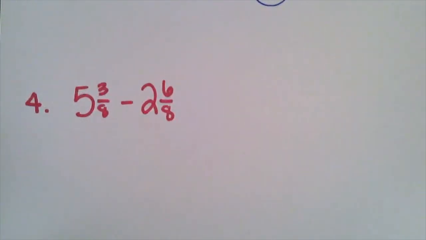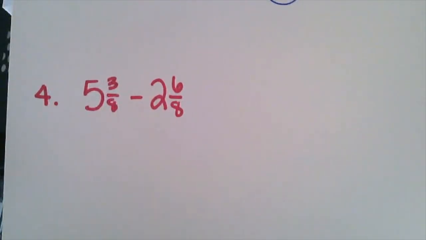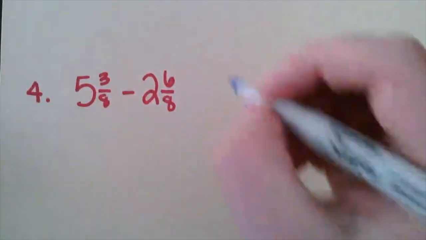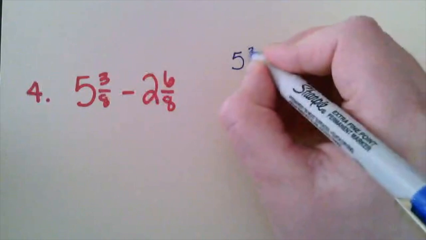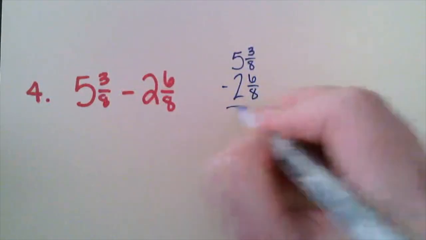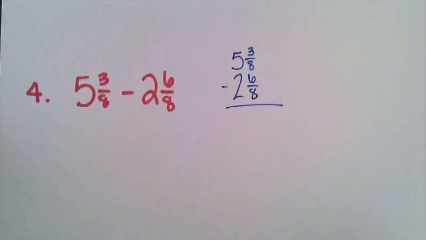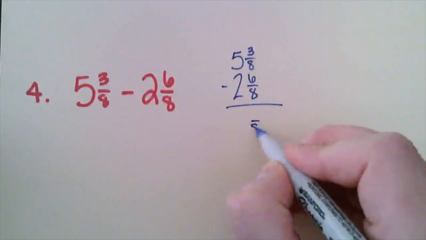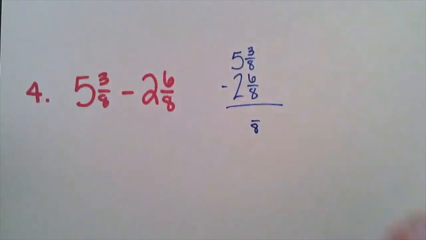Number 4. Number 4, this isn't a negative problem at all. We've got a 5 3/8. We're subtracting 2 6/8. 5 is bigger than 2, so this is just a review problem from Chapter 0. Remember to set it up vertically. 5 3/8 minus 2 6/8. Lucky for us, we have another problem with a common denominator. 8, 8, 8. That means my denominator stays the same. And now I'm going to do 3 minus 6. I hope that you recognize that's a problem.